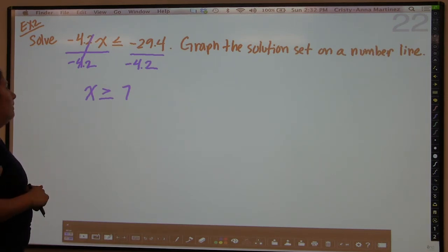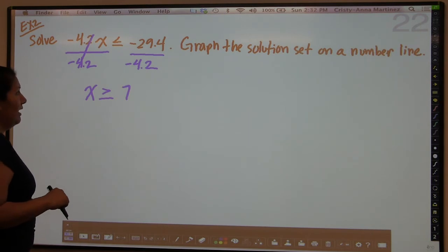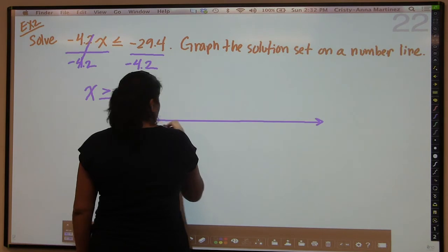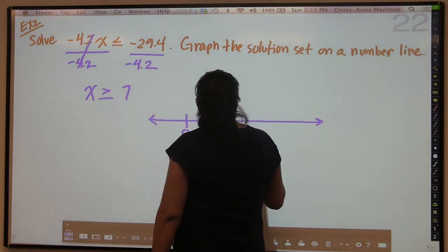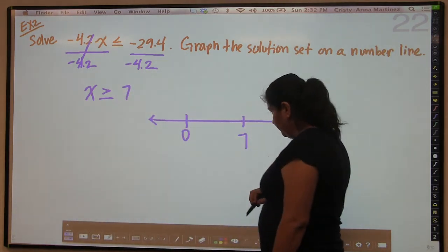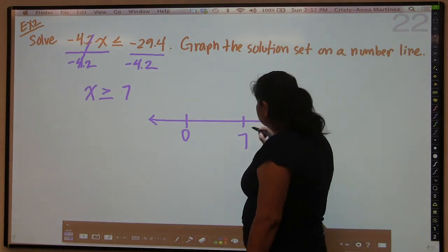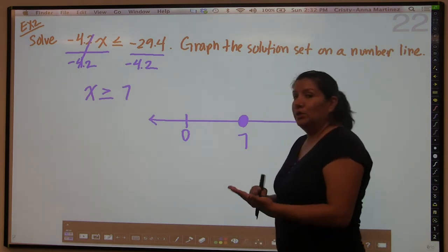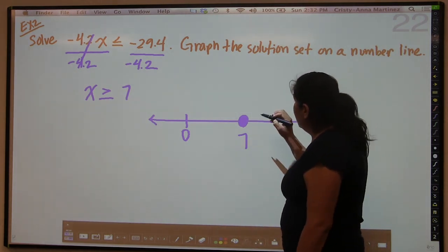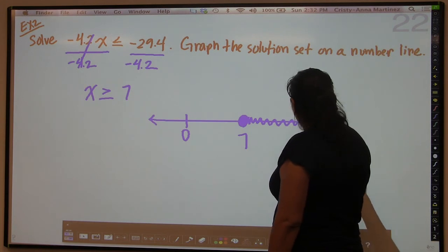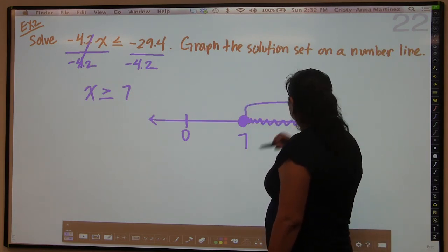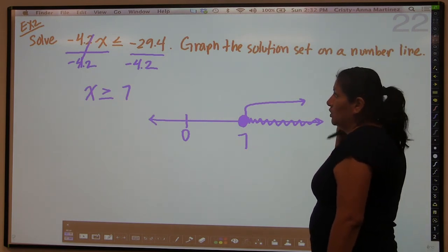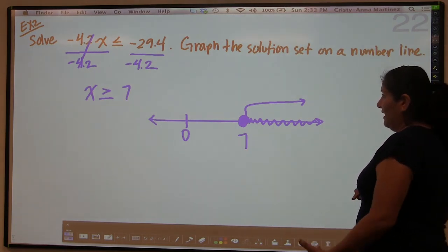reverse the symbol. And then we have our solution here, and we're going to graph our solution set. Remember again to put the 0, put the 7, and this time we have a greater than or equal to. So our dot is going to be solid, indicating that we are including 7 in our solutions. And then we can shade to the right because it's greater than, or we can draw our arrow to the right because it's greater than. Okay? So that is how you solve when you've got negatives involved.